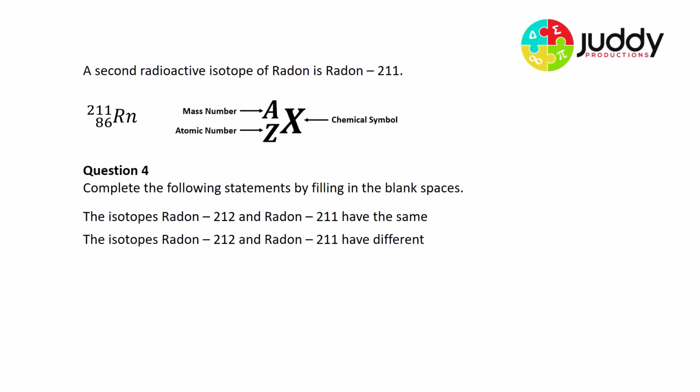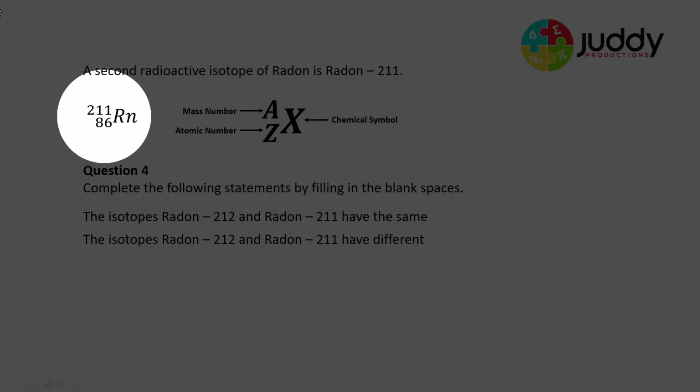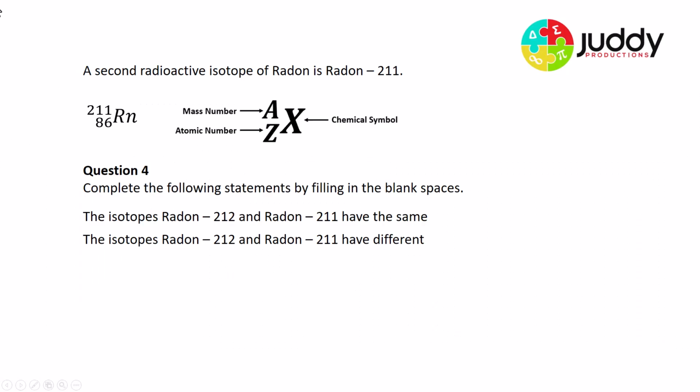A second radioactive isotope of radon is radon-211. So here's our isotope of radon-211. Question 4 asks, complete the following statements by filling in the blank spaces. The first statement is, the isotopes radon-212 and radon-211 have the same. We have to fill in the blank spaces. And the second statement, the isotopes radon-212 and radon-211 have different. And again, we fill in the blank spaces.